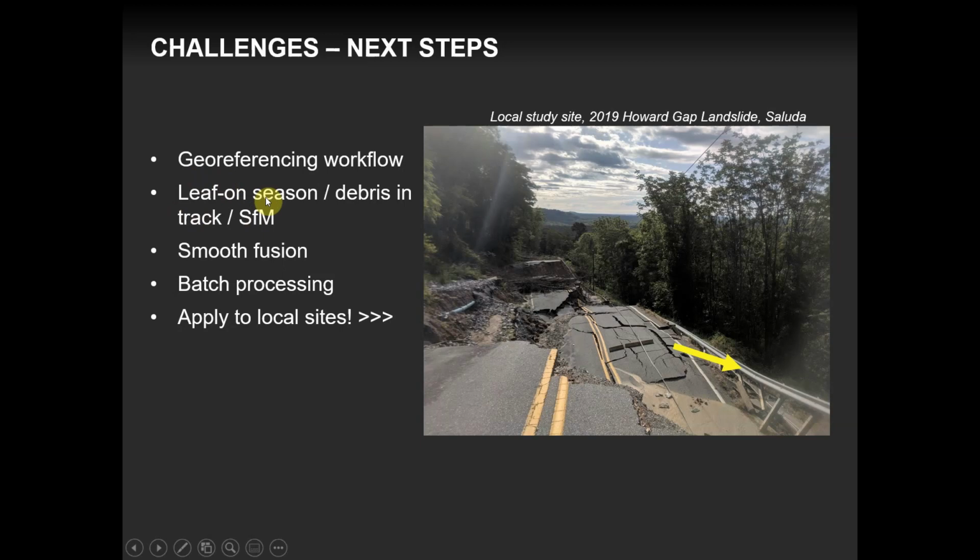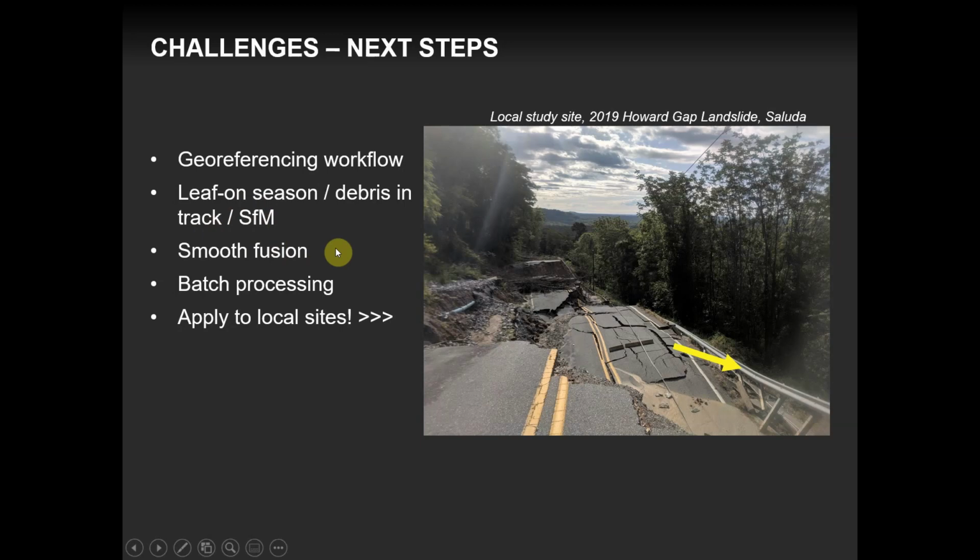Another challenge is leaf-on season and debris flow in the track and structure from motion. So how do all these things play in? Well, we're talking about a landslide. It is going to have a lot of exposed soil, but it's also going to have a lot of trees, a lot of detritus. It's going to have a lot of organic material in that slide track, and so that can present challenges for structure from motion, even on a recent slide event.